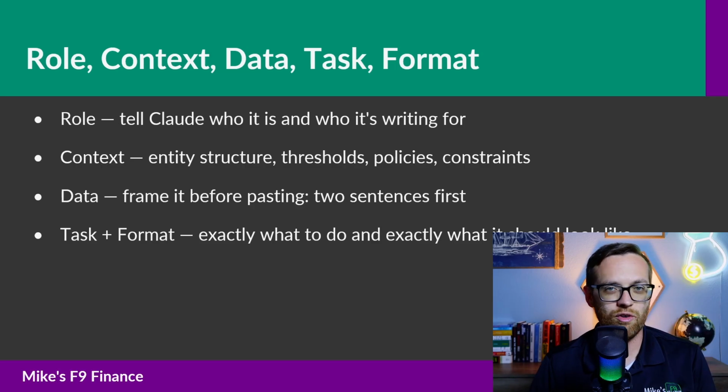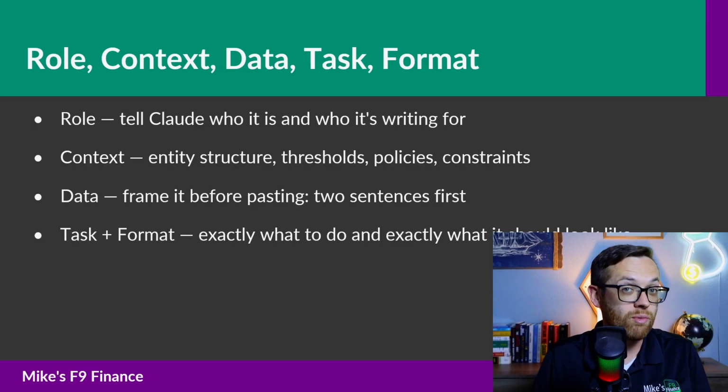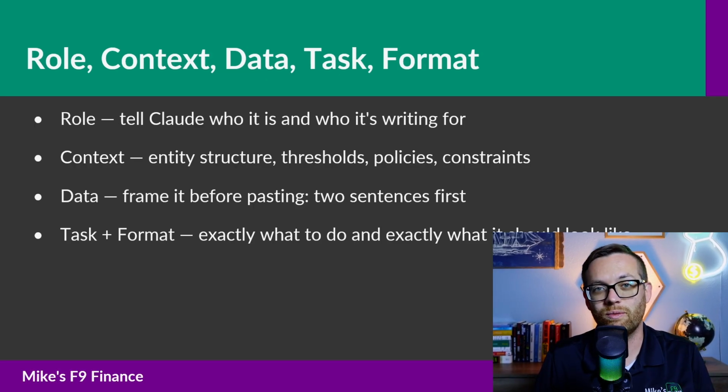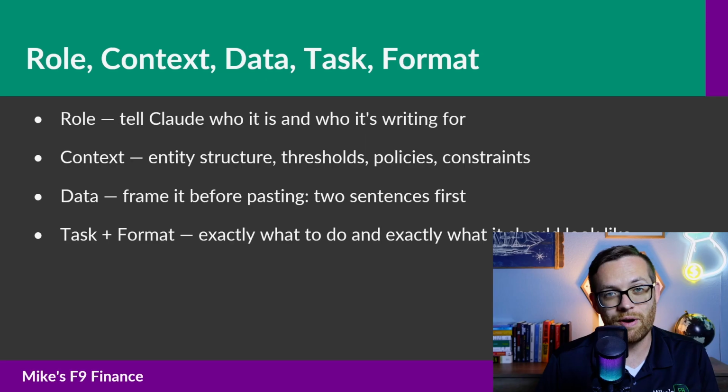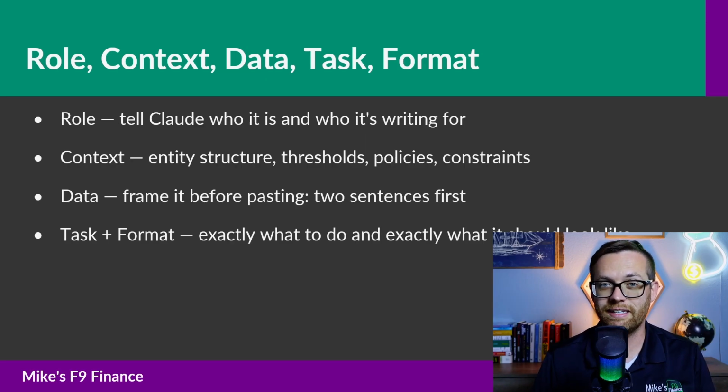Next comes context. This is everything Claude needs to know about the situation before seeing the data. Entity structure, what accounts exist, what the thresholds are, why this report matters, what policies apply. For the coffee shop, the context might read, "F9 Finance Coffee Shop operates 3 locations, Astoria, Hell's Kitchen, and Lower Manhattan. Each location maintains 4 bank accounts, operating checking, merchant settlement, payroll, and reserve or savings. The minimum operating balance for Astoria is $100,000. For Hell's Kitchen, it's $150,000. For Lower Manhattan, it's $200,000. Any account below its minimum requires immediate escalation.